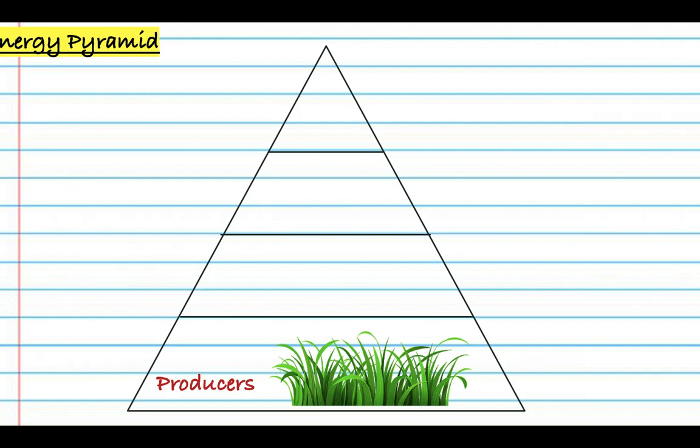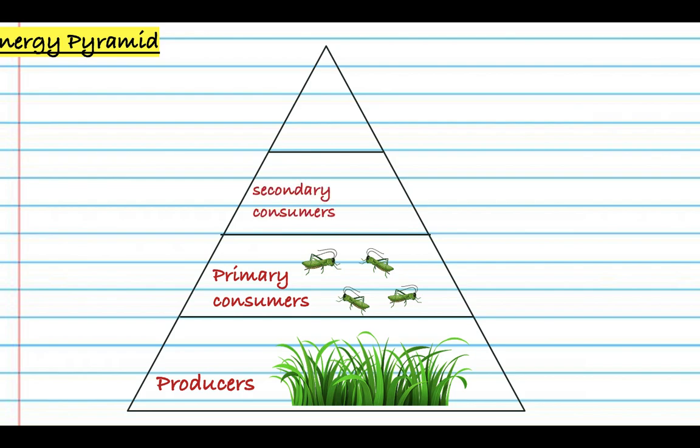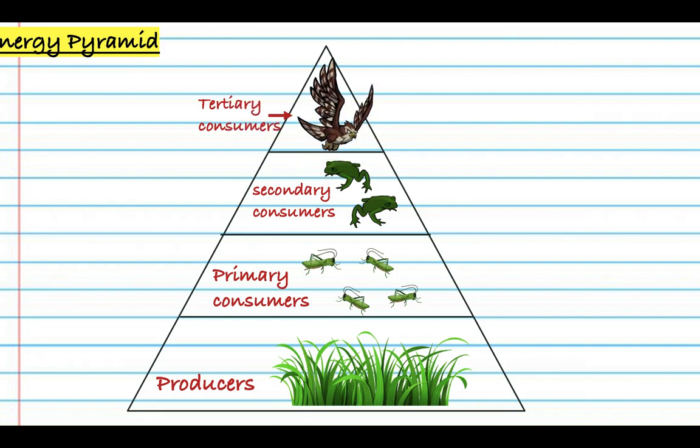My step above that, I have my primary consumers. Remember, these would be our herbivores. And for this situation, I'm going to use grasshoppers as my primary consumers. Step above that, we have our secondary consumers. Our secondary consumers could either be omnivores or carnivores, really. Those are going to be my frogs. And my tertiary consumer at the top is going to be a hawk.